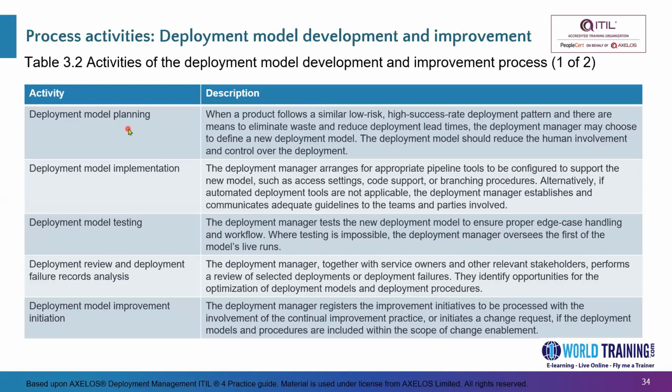So let's go through these steps one by one. The first is the planning step. This is done by the deployment manager in order to define a new model of deployment. This can happen when a product follows a low risk, high success rate deployment pattern, and certain wasteful steps in the deployment process flow can be eliminated so that the deployment lead times can be improved. This is where a new model may be proposed by the deployment manager.